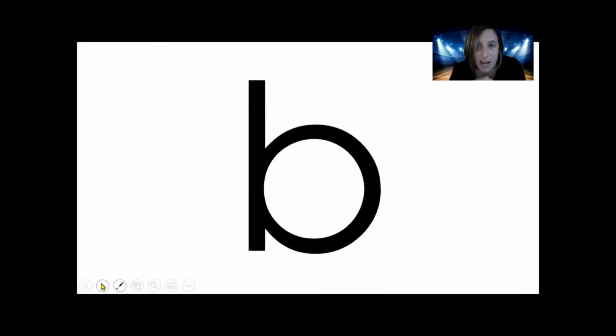This is the lowercase b. Mrs. Updike knows it's the lowercase b because it has a small circle and then a tall line in front of it. This is the lowercase b.